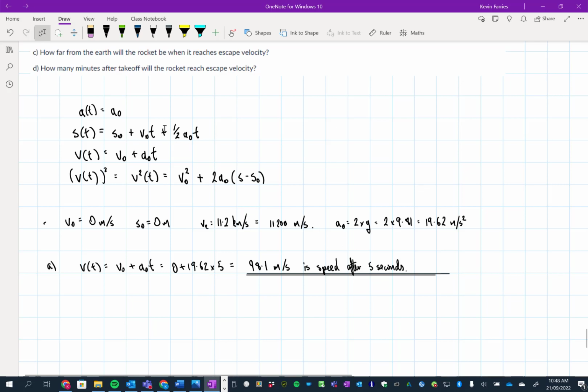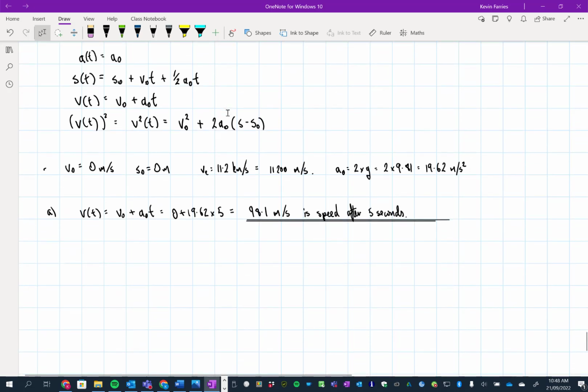We want to find the distance at 5 seconds, and we know S0 and V0, the initial velocities, are both 0, and we know the constant acceleration for this motion, A0. So we can just use that equation. The displacement at a time t is given by the initial displacement plus the initial velocity times time plus a half times the constant acceleration times time squared.